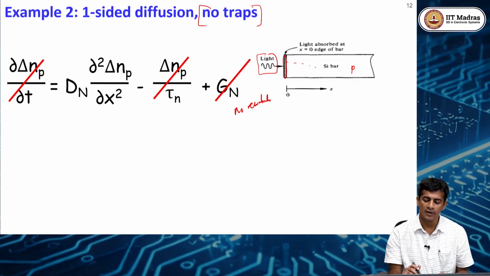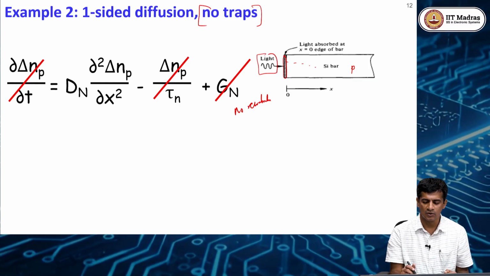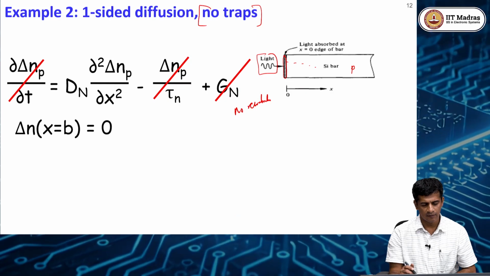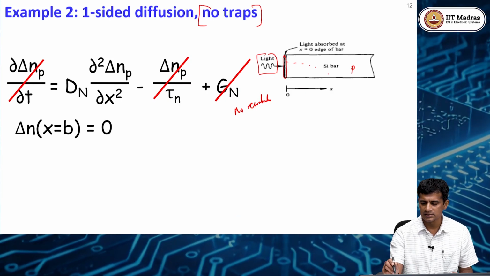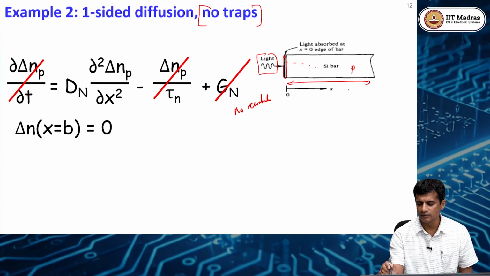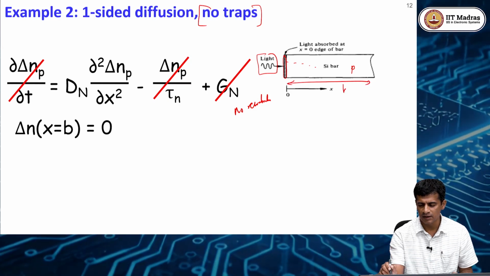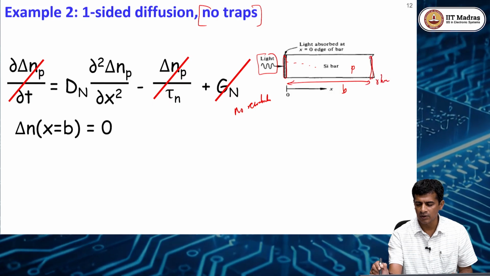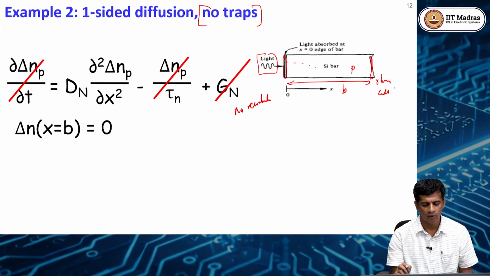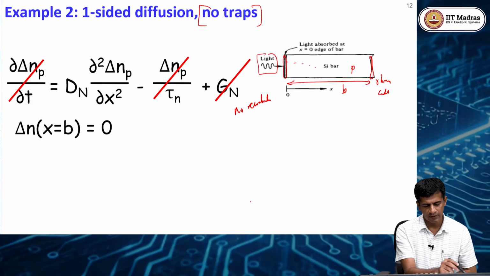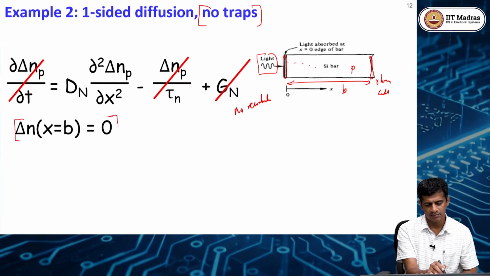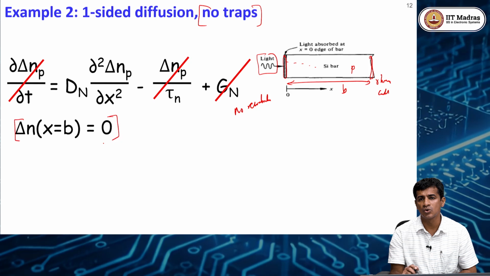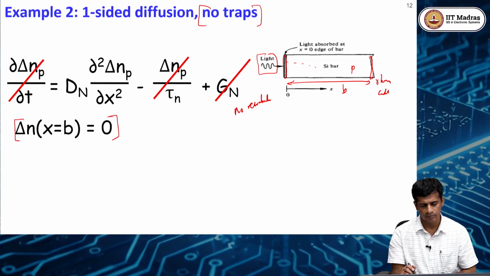Right. So, you may be wondering what happens to these electrons. Let us see. What are the boundary conditions? Suppose this is the length, B, and suppose you have an ohmic contact here. Then, as we have seen for an ohmic contact, the excess minority carrier concentration should go to 0.